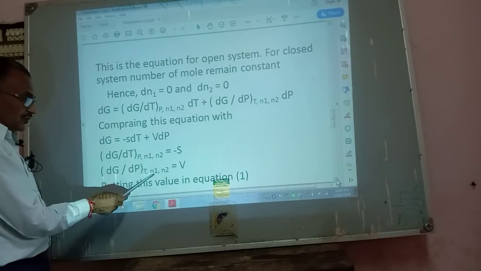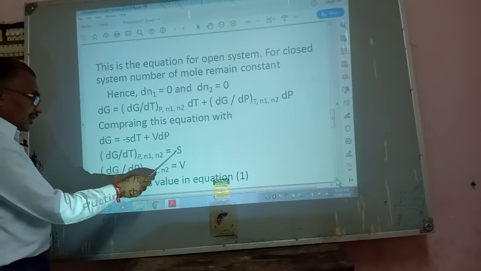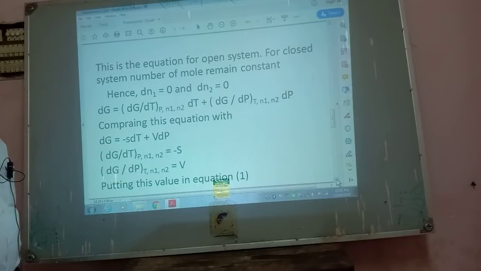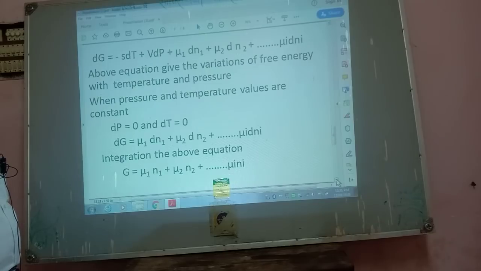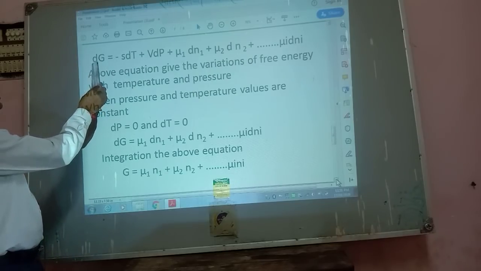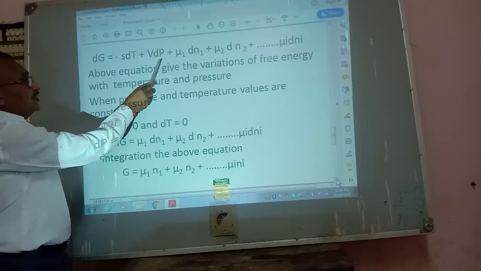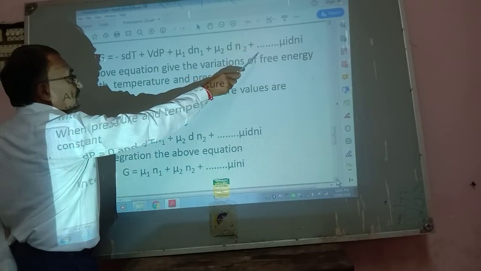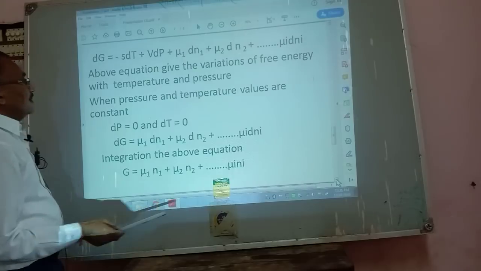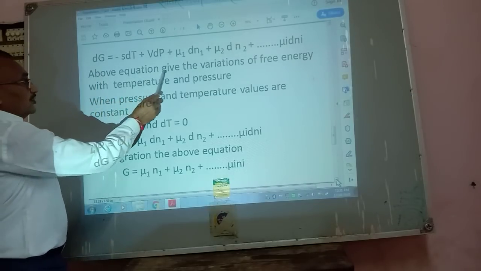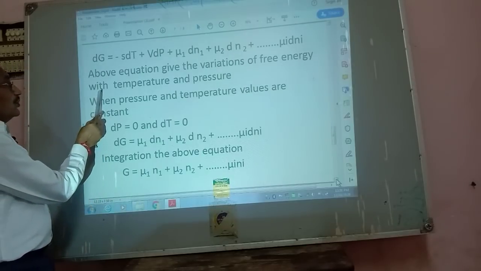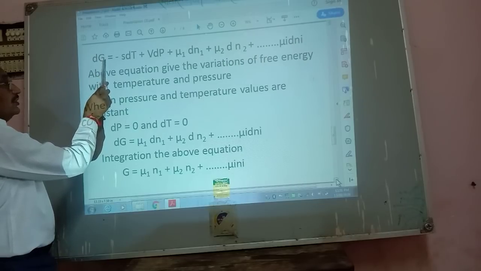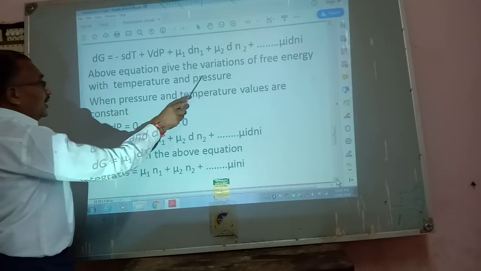Putting these values, that is minus S for the first and V for the second, equation 1 comes out to be dG is equal to minus S dT plus V dP plus mu1 into dn1 plus mu2 into dn2 plus mu_i into dn_i. Now these equations give the variation of free energy with respect to temperature and pressure.